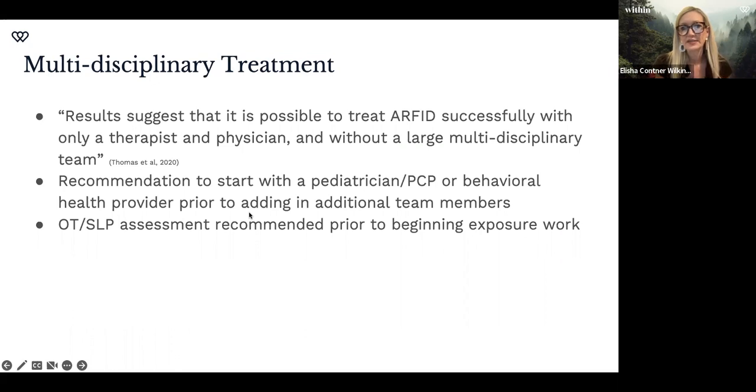When it comes to multidisciplinary treatment, some of the studies did highlight the utility of treating ARFID successfully with only a therapist and physician without a large multidisciplinary team. Much of the research did recommend focusing on a diagnosis or an assessment by a pediatrician or a primary care provider or even a behavioral health provider before adding in additional team members. And some of that's due to the anxiety that we see with individuals diagnosed with ARFID. And as I mentioned before, getting an occupational therapist on board or speech and language pathologist as well, who can do an assessment prior to beginning some of the exposure work.